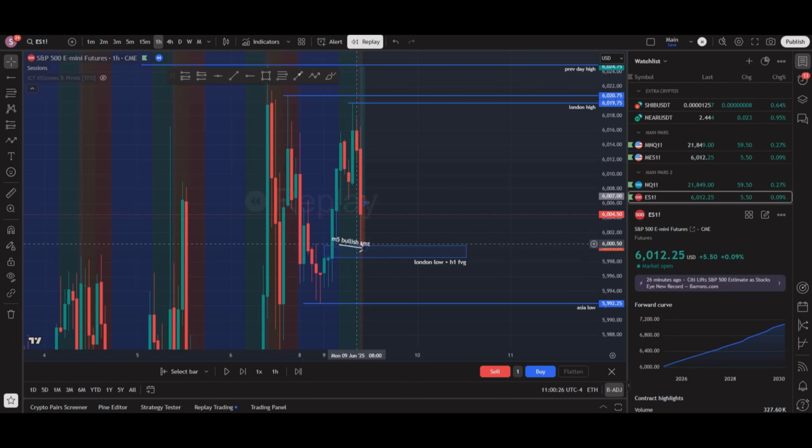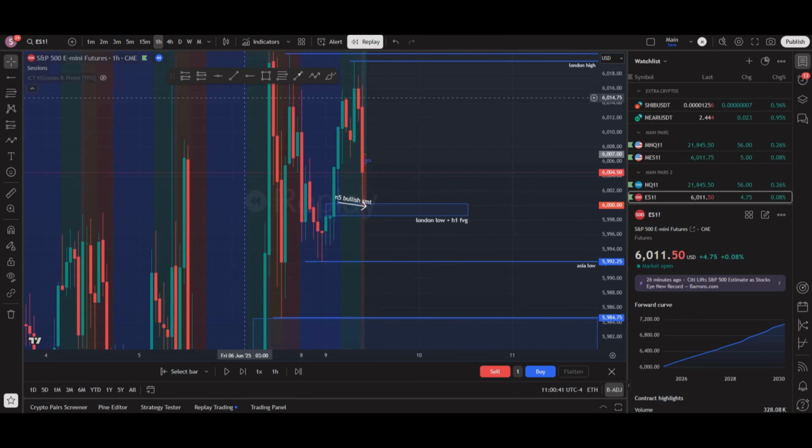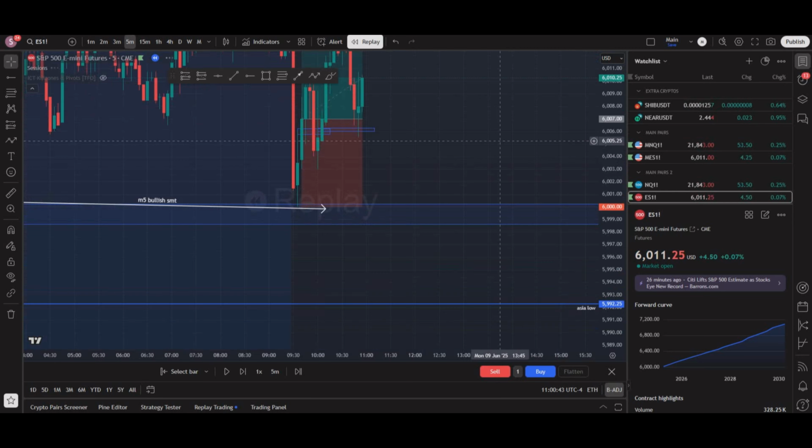So from here, I'm likely looking for a reversal back up to come up and take out the London high, because we just took out the London low. We want to see London high come up and get taken out. Or if order flow wants to continue bearish, we want to see continuations lower down to Asia low and then down to that FVG.